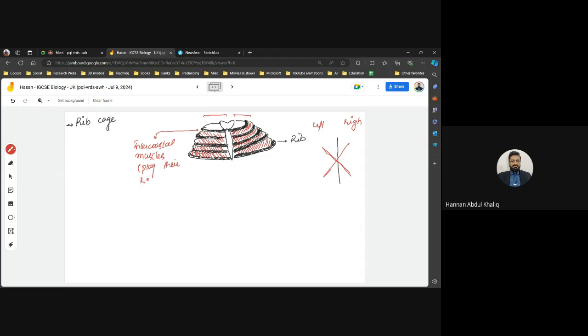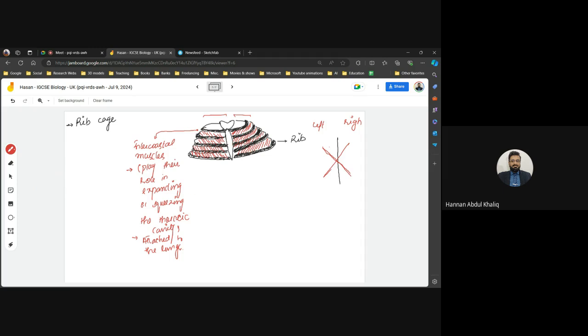These muscles play their role in expanding or squeezing the thoracic cavity. Basically, these intercostal muscles are attached to the lungs. Attached to the lungs.